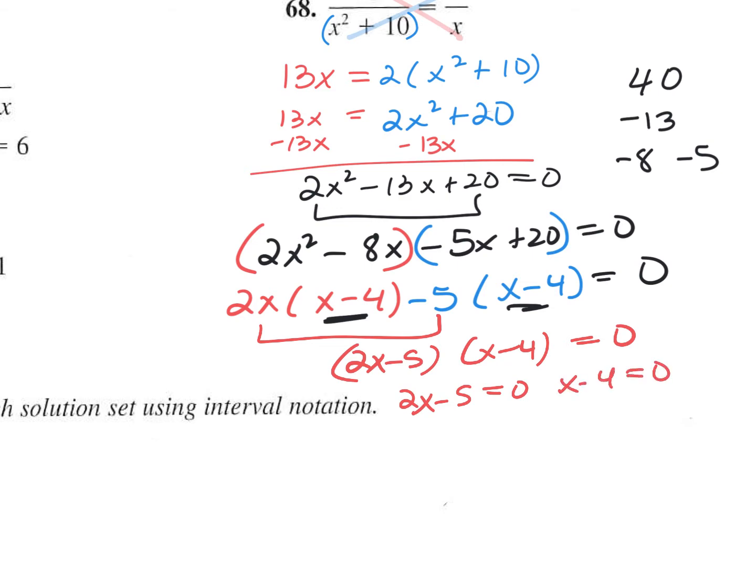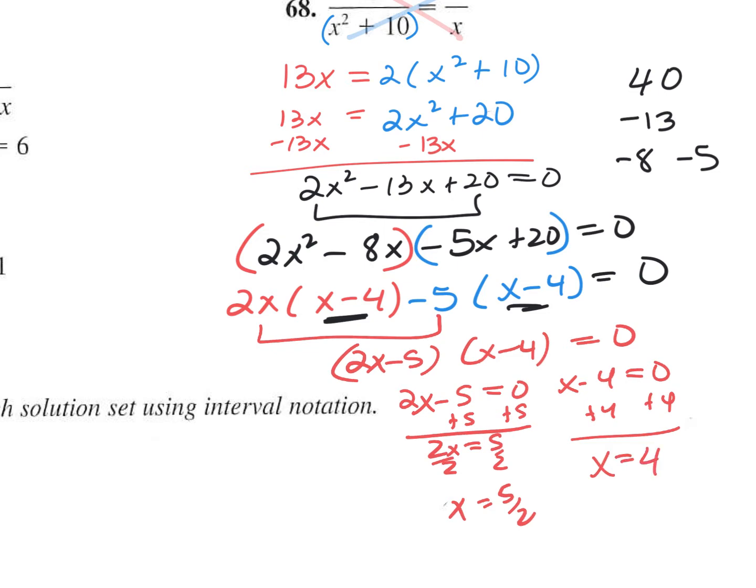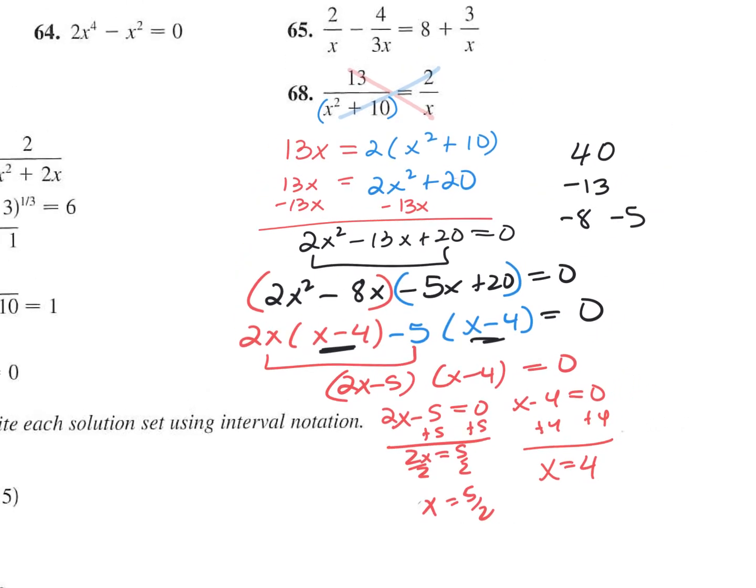I'll go ahead and add 5. 2x equals 5, divide by 2, x equals 5 over 2. Here I'll add 4, and x equals +4. So again, neither of these make the denominator 0, so they're both good solutions.